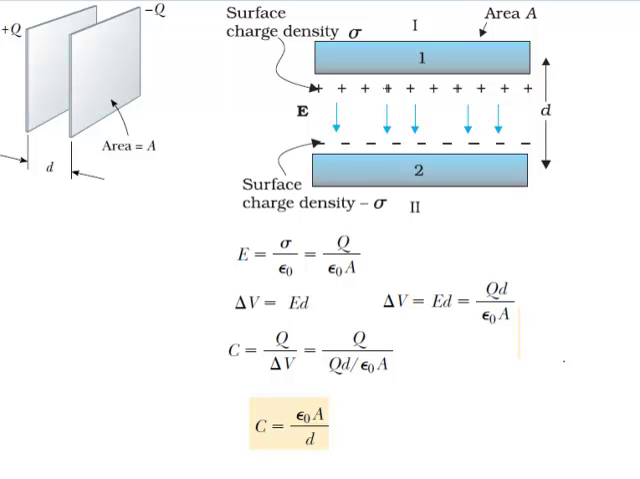This expression tells us that the capacitance can be increased if the area is increased or the distance between the two plates is decreased. Now, increasing the area has a practical limitation since the capacitor has to be used in a circuit, so we cannot have a very large dimension for the area.